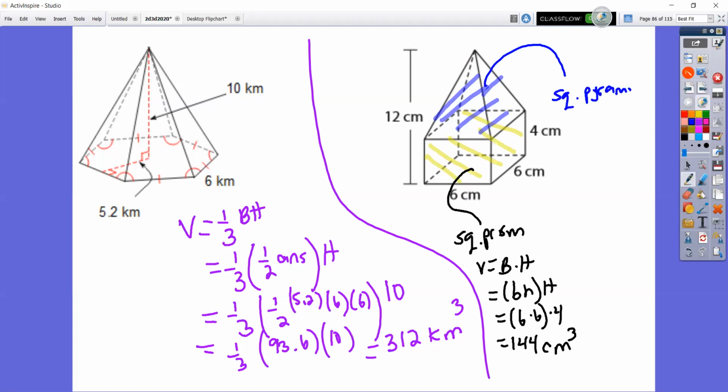So from the beginning, the volume formula is 1/3 times base area times height. Again, the base is shaped like a square, so we're going to use the formula for the area of a square, which would be 6 times 6.